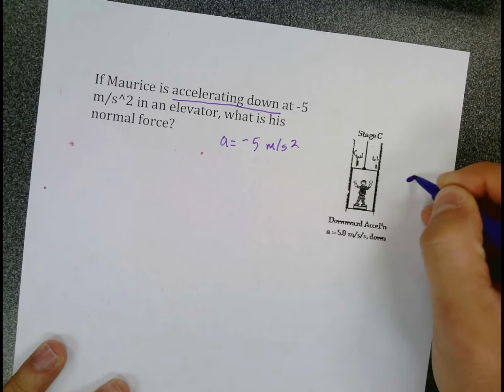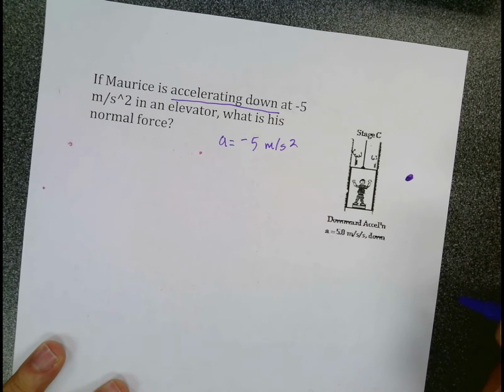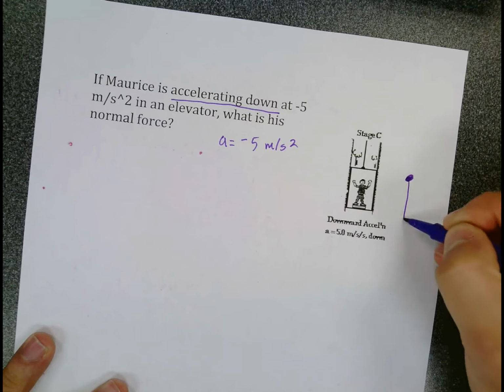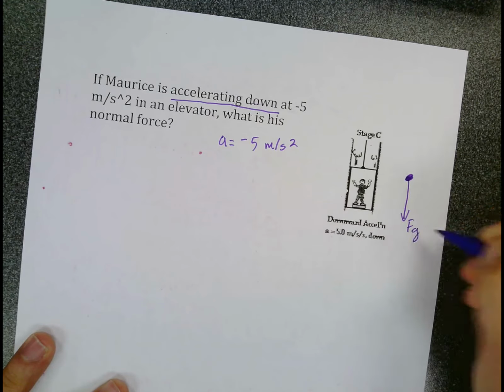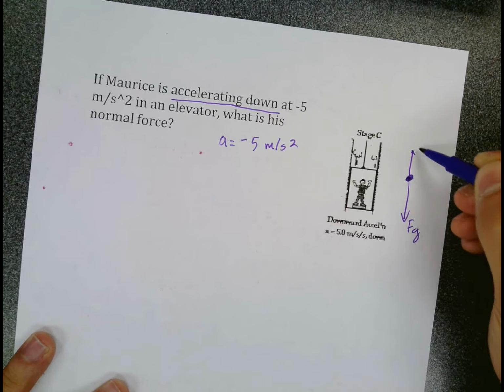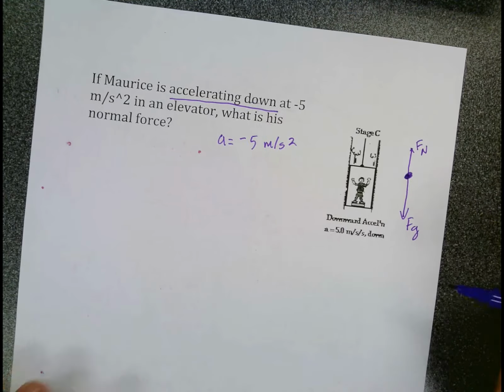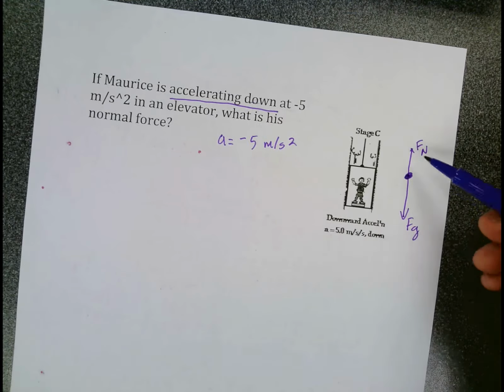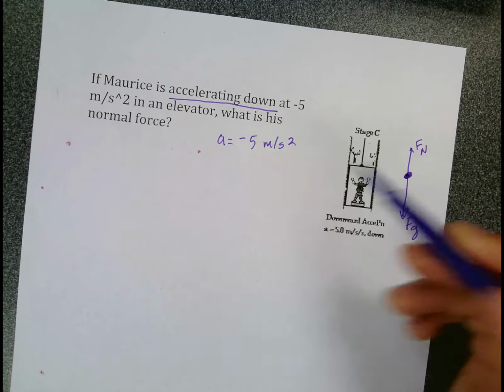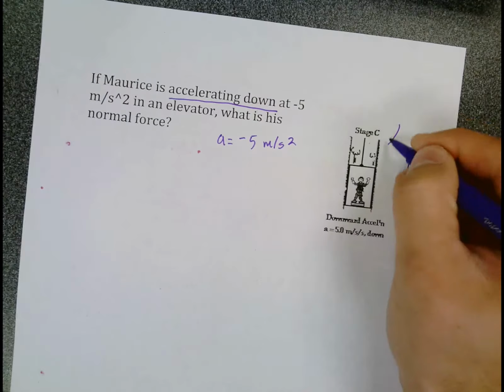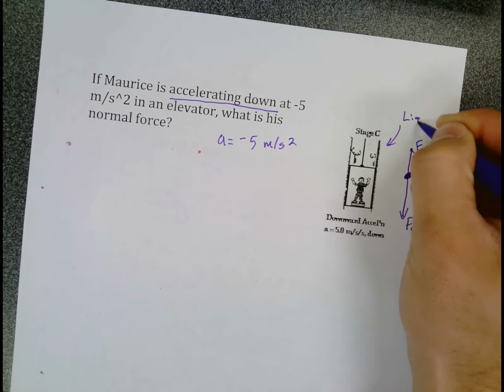In this free body diagram, you have Maurice represented as a dot. You have the force of gravity going down, and you also have a normal force. You'll see that the force of gravity is longer than the normal force in this case because you expect him to get lighter. If you're accelerating down, you expect Maurice to get lighter.